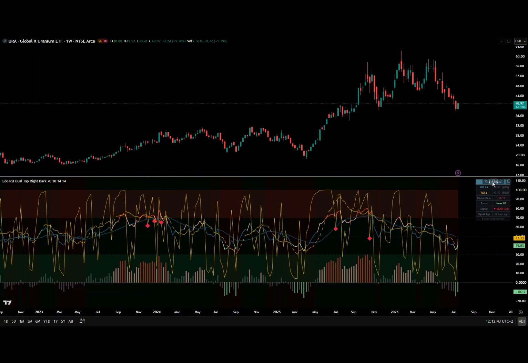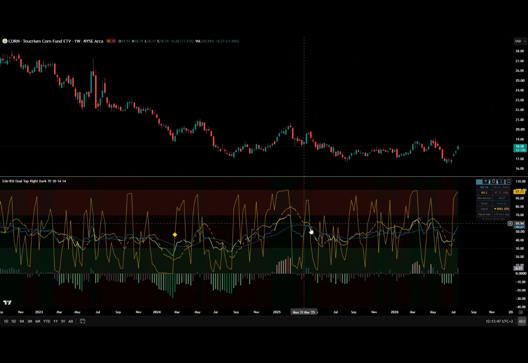All of it is summarized in the dashboard, in the top right corner of the indicator window. The first two rows are the live values of both RSIs, each one tagged as neutral, overbought or oversold. Then the momentum reading, which is the same number the histogram is drawing. The state row is the quick read, neutral, near overbought, or near oversold. And the last two rows keep the last diamond and how old it is. On the uranium ETF the last one was bearish, 39 candles ago.